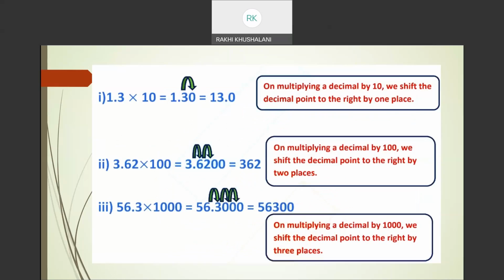On multiplying a decimal by 10, we shift the decimal point to the right by one place. On multiplying a decimal by 100, we shift the decimal point to the right by two places. On multiplying a decimal by 1,000, we shift the decimal point to the right by three places.